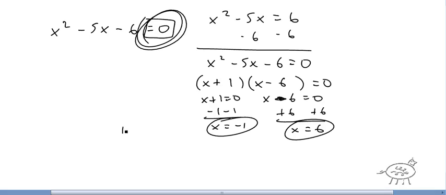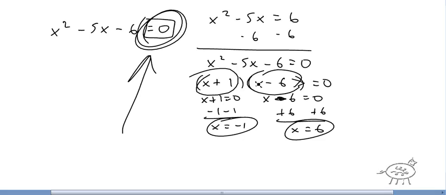I can't stress that enough, guys. It's got to be equal to 0. You factor normally, and then whatever factors you have, you set each of those equal to 0. So let's try another one here.